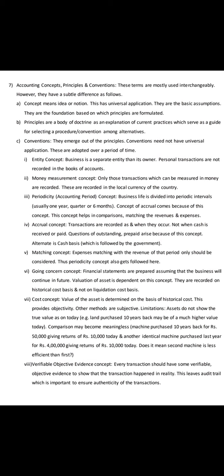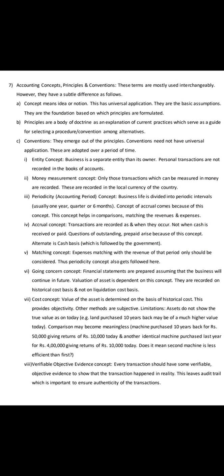Another convention is the going concern concept. Financial statements are prepared assuming that the business will continue in future. Valuation of assets is dependent on this concept. They are recorded on historical cost basis and not on liquidation cost basis.